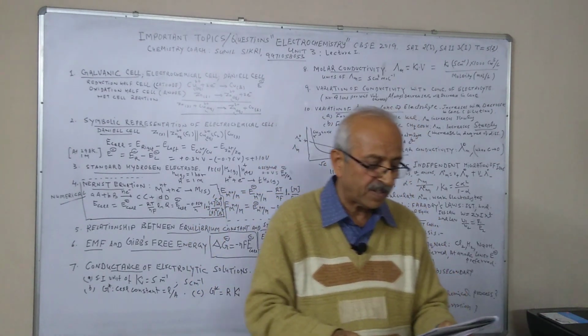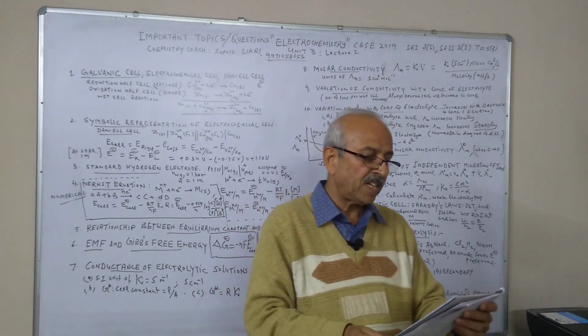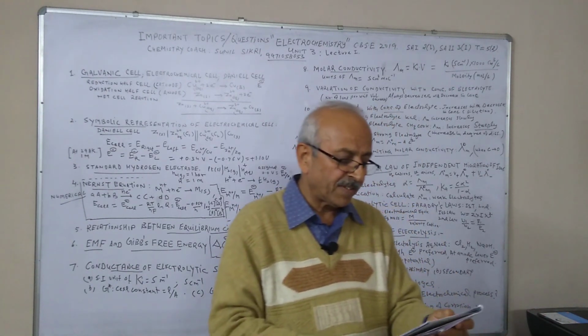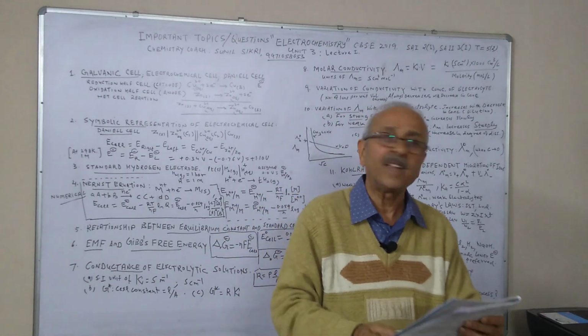Then calculate delta G for the reaction. E0 cell is given. In such cases, delta G is equal to minus nFE0 cell, the formula which I have already given. Such numericals will be there.